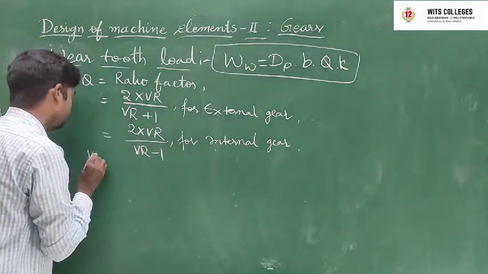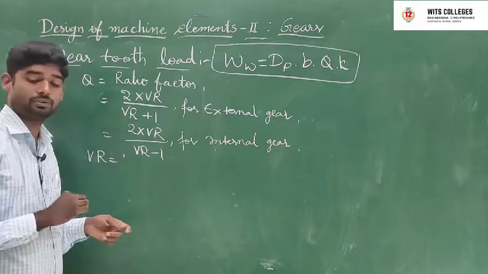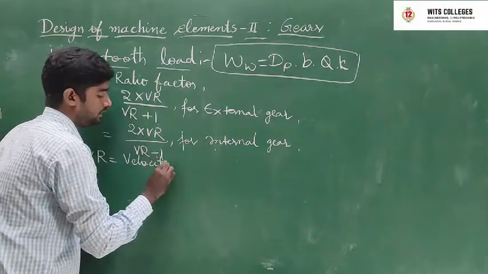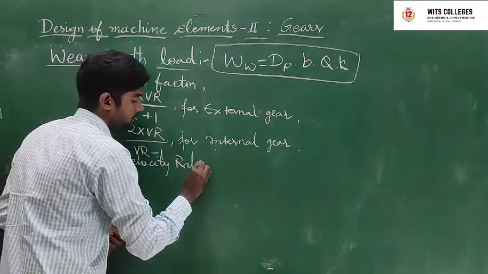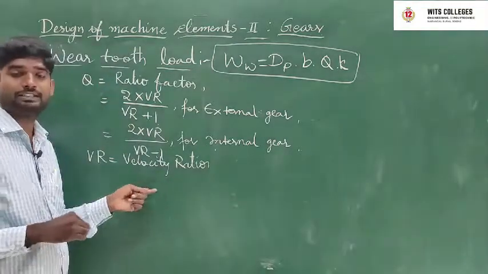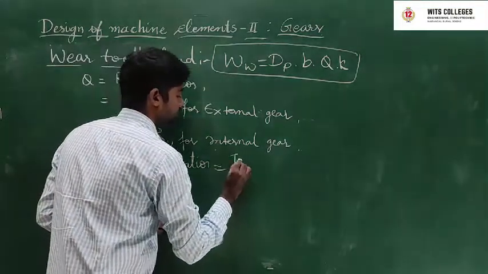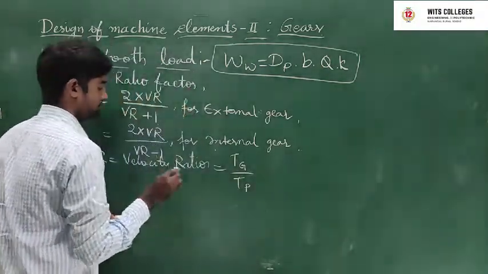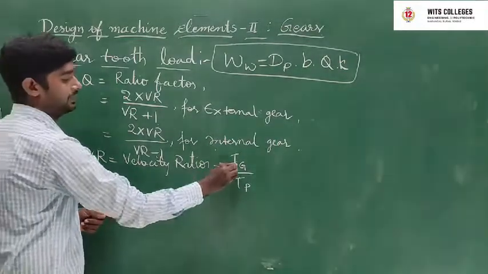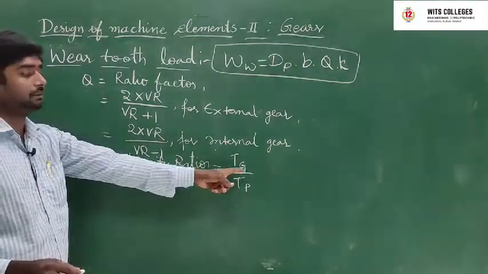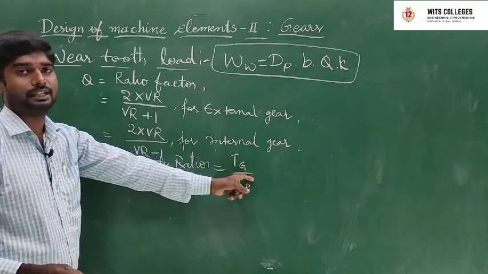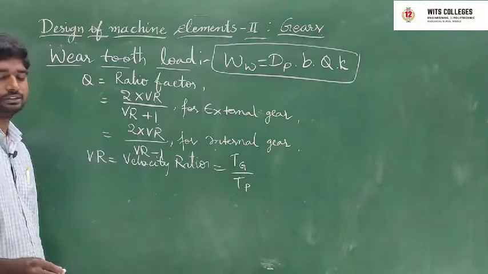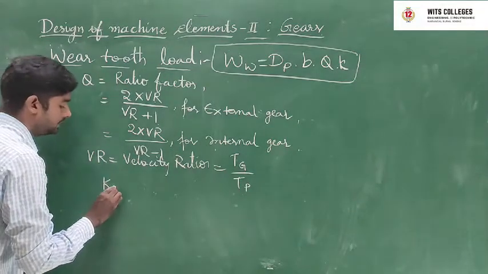But in this, VR is equal to what? Velocity ratio. How to find out the velocity ratio? Velocity ratio is equal to TG, number of gear teeth, by TP, number of pinion teeth. VR is equal to TG by TP, number of gear teeth by number of pinion teeth.